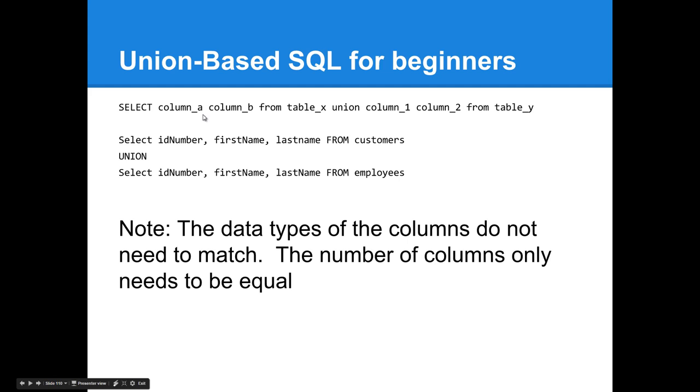But for instance, you could do select column A, column B from table X, and then union with column 1 and column 2 from table Y. This is valid because they have a matching number of columns. Similarly, you could do select ID number, first name, and last name from all your customers, and then union that with select ID number, first name, and last name from all your employees. This will return the ID number, first name, and last name for all of your customers and employees as a distinct set. So there won't be any redundant rows or records.